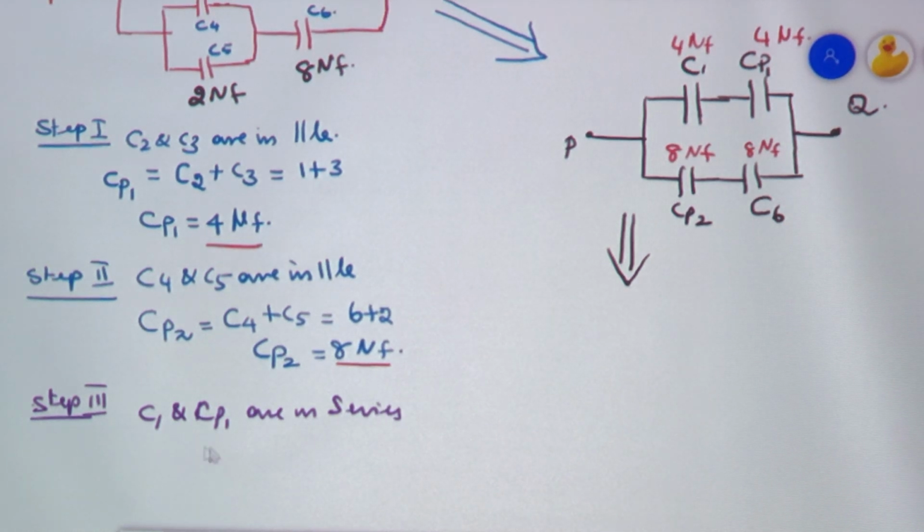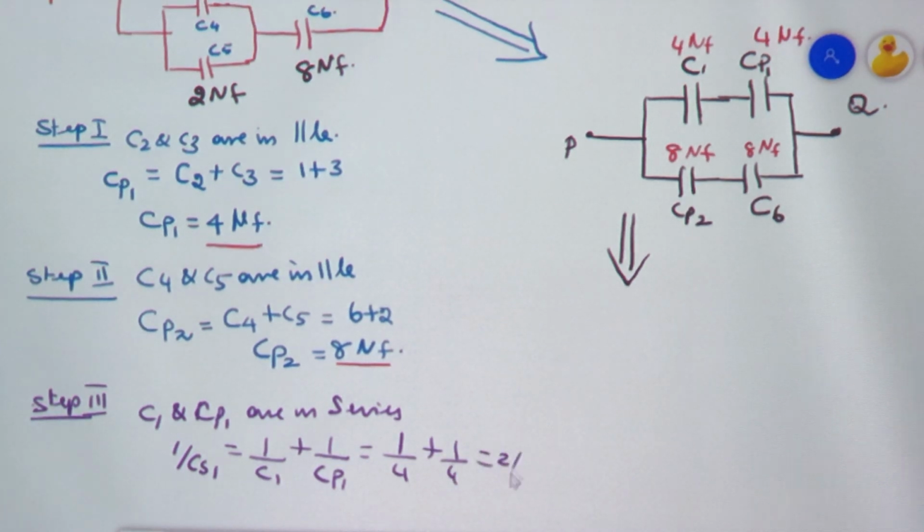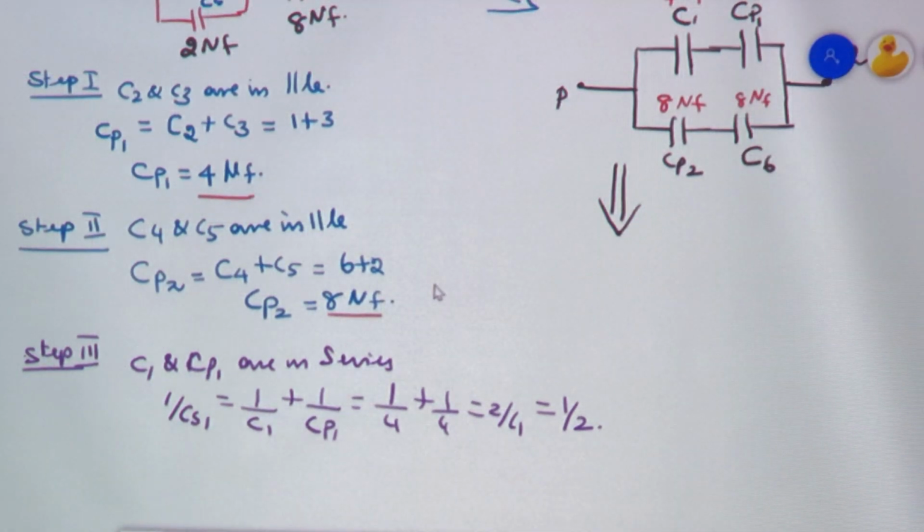If both are in series, then I can write 1 by Cs1 is equal to 1 by C1 plus 1 by Cp1, which is equal to 1 by 4 plus 1 by 4. So I will be getting 2 by 4, or 1 by 2. Taking reciprocal, Cs1 is equal to 2 microfarad.